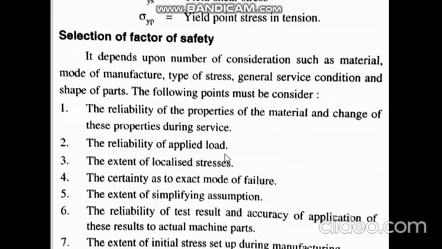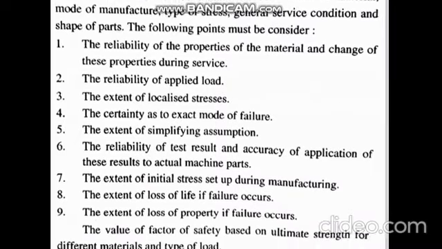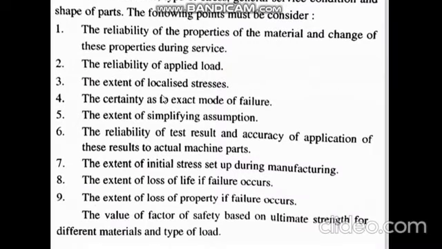Second is reliability of applied load. Applied load means, as I told you, in a cycle, how many people are sitting? Two people, three people. A man sitting on a cycle is a load on the cycle. That is the meaning. Reliability of load: we are not so confident that the load will come only so much all the time. Then extent of localized stresses. Sometimes machine components may contain localized stresses if they are not heat treated and removed. Then these localized stresses also you have to take into consideration.